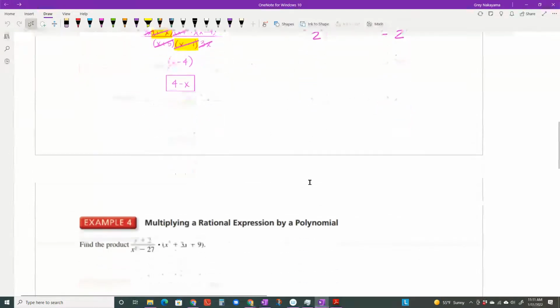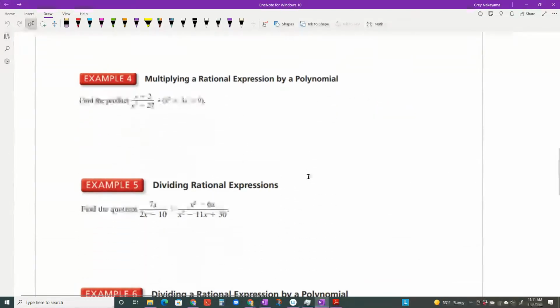The reason I do it like that is kind of just to help me get this concept in my brain. Okay, example 4. I have x plus 2 over x cubed minus 27. And then we have one that's not a fraction.